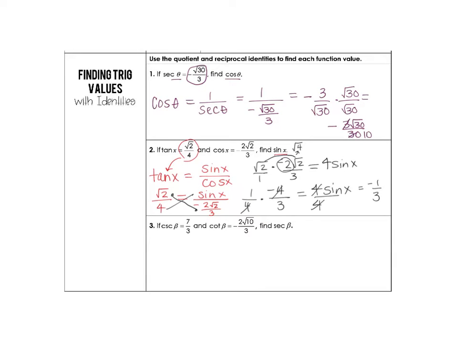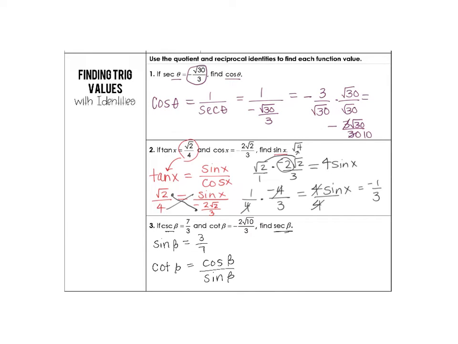Okay, so for number 3, we are asked to find secant of beta. We're told that cosecant of beta is 7/3. So automatically, I know that sine of beta is going to be 3 over 7. We know that reciprocal. And then cotangent, well, cotangent, we know that to be cosine of beta over sine of beta.